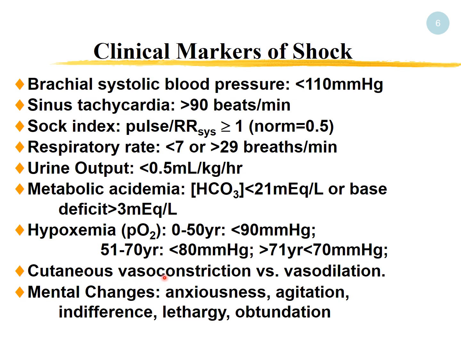And there is continuous peripheral vasoconstriction, though vasodilation can happen depending on the type of shock. Mental changes: usually this patient is anxious, agitated, or indifferent, so lethargy, obtundation, depending on the phase of the shock.